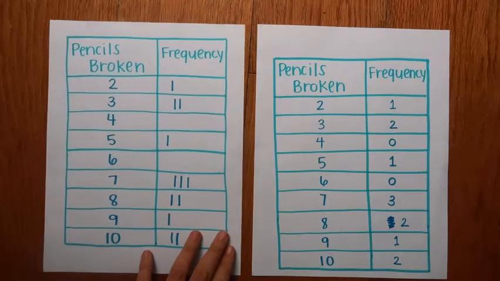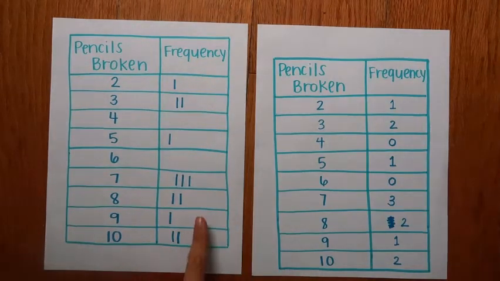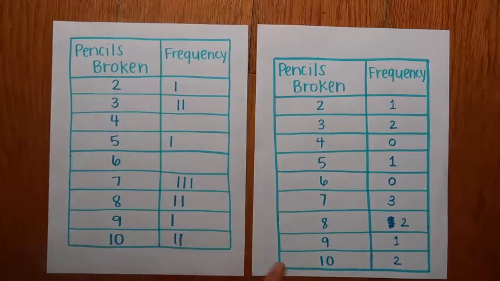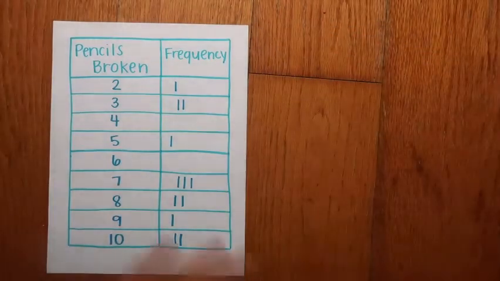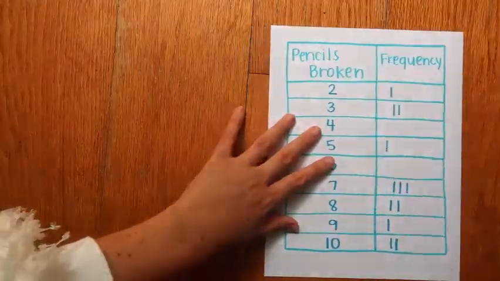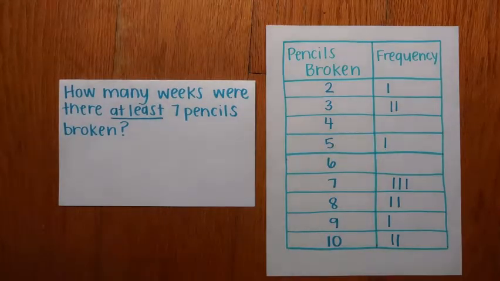I'm just going to use one of them. We proved last time that they were the same thing and that they showed the same data. So I'm going to take the one with the numbers away, and I'm going to use the one with the tally marks for these next questions. All right, first question says, how many weeks were there at least 7 pencils broken?